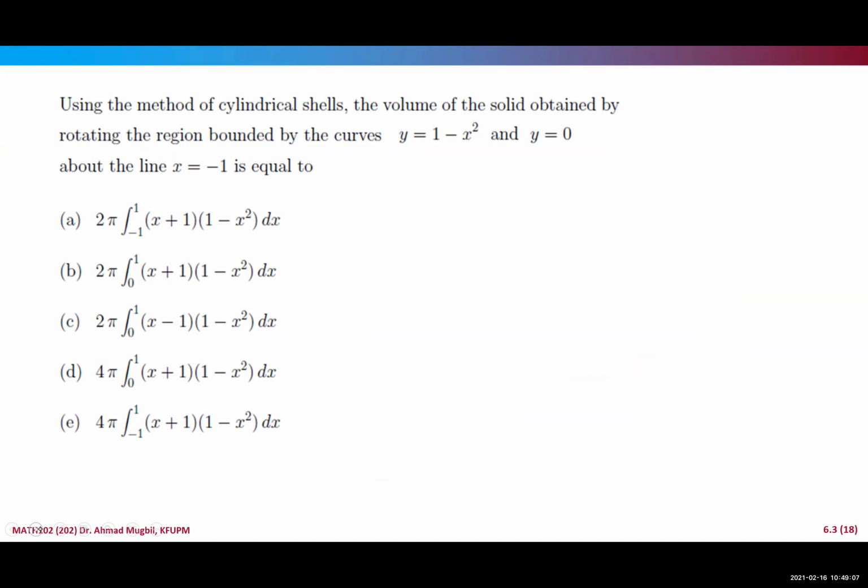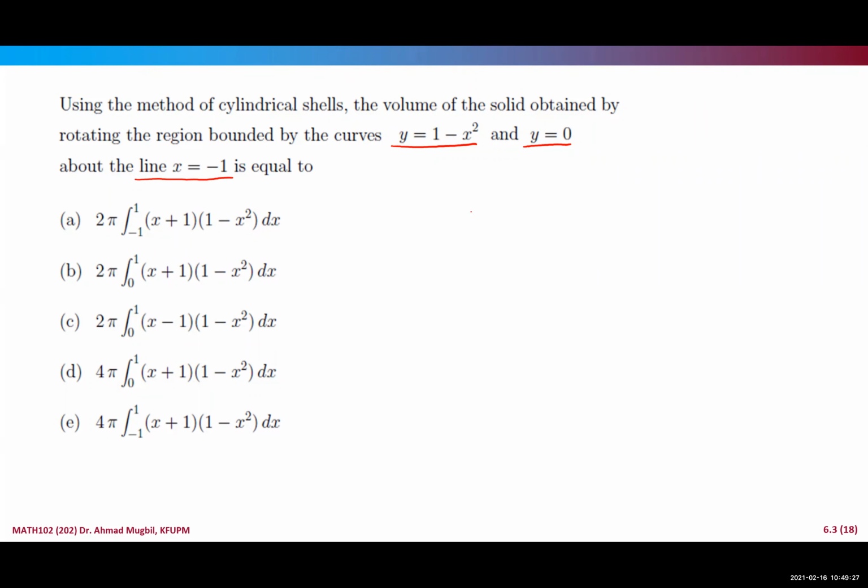Using the method of cylindrical shells, find the volume of the solid obtained by rotating the region bounded by this curve and this curve, and the x-axis, about the line x equals -1. Who can tell me what is the right answer? Unfortunately, we don't have time, but no problem. I will take 1 minute more from your time.